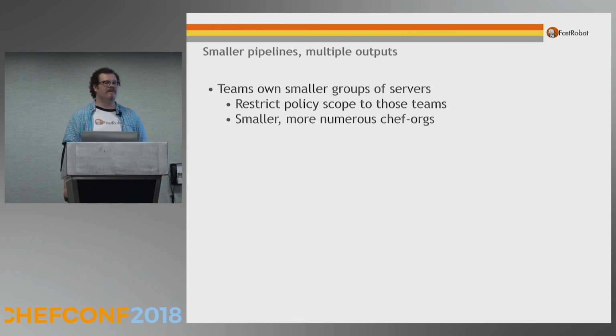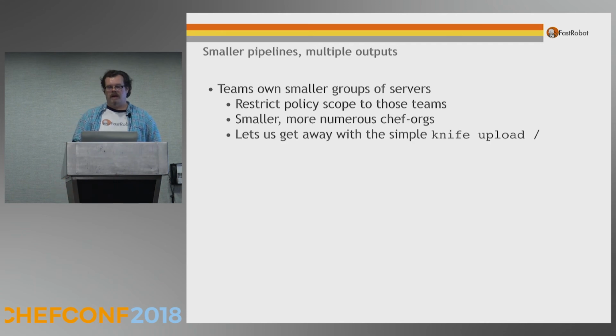You're going to end up with something like 800 different chef orgs because it's a large company and they don't have a lot of reason to cross-communicate. Since we have a CI process for getting policy into that, I don't care if I'm managing 5 chef orgs or 800 chef orgs because it's the same process and it just scales. Again, this lets you get away with knife upload slash because it's that much faster. If you're only dealing with 100 objects, knife upload slash runs quickly.